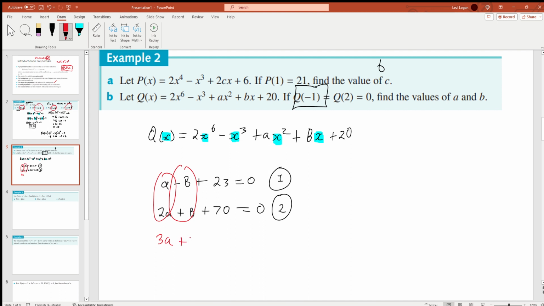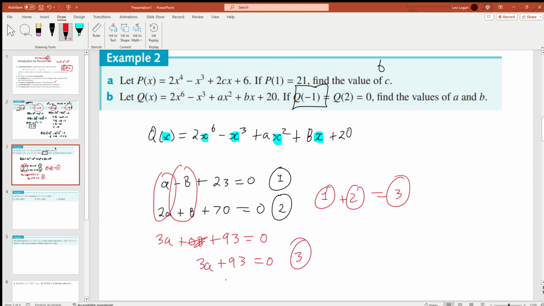So I get 0b plus, 23 plus 70 is going to be 93, equals 0. So that's gone. In other words, we get 3a plus 93 equals 0. What I did was 1 plus 2 gives me 3, and this is my equation 3. Then we move the 93 to the other side, so we have 3a equals negative 93. Then we divide by 3, so a equals negative 93 on 3. I'm not fully sure what that is, I'm going to check my calculator. 93 over 3 is 31, so a is negative 31. So there's the value of a.